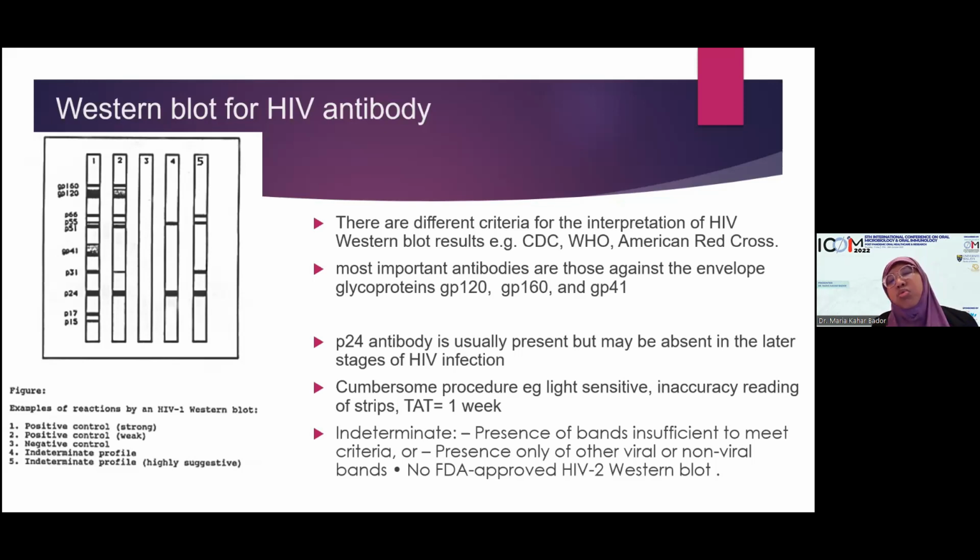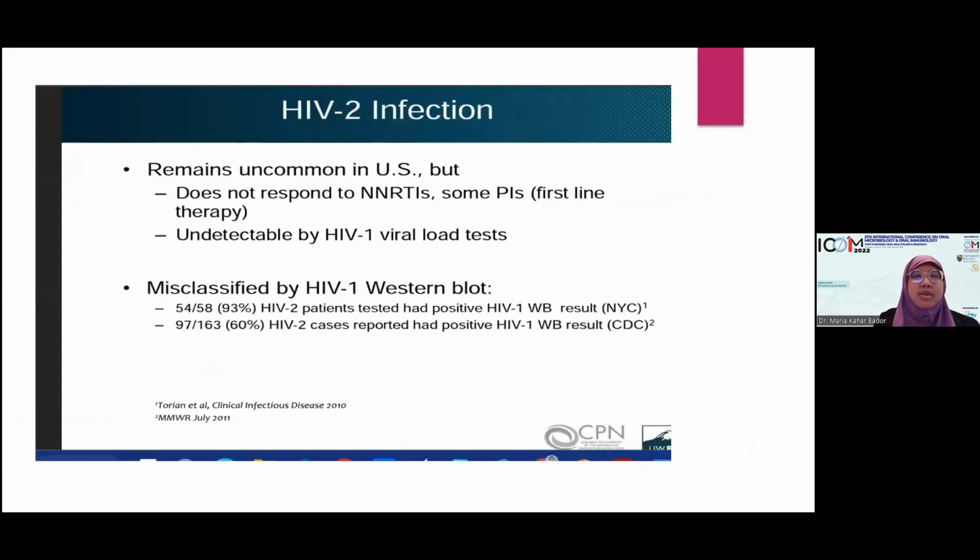There is also no FDA-approved HIV-2 Western blot, although we could somewhat say, but we couldn't use it for HIV-2 diagnostics. Although it's still uncommon in the US and here, as I mentioned, it doesn't respond to NRTIs and some PIs. And we can't see it because we've only got HIV-1 viral load. And this is from the CDC: they have been misclassified by the HIV-1 Western blot. That's why they did not approve any of the 9 immunoassays or Western blot to actually detect HIV-2.